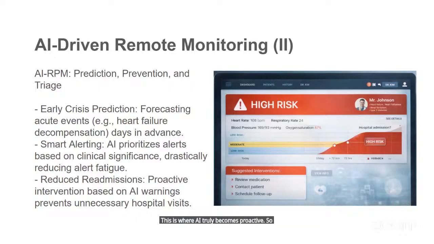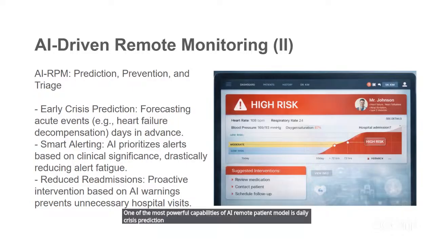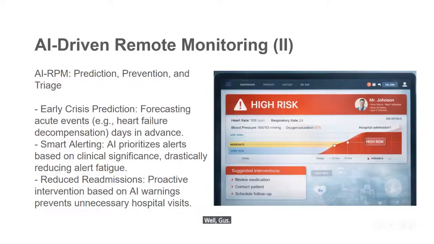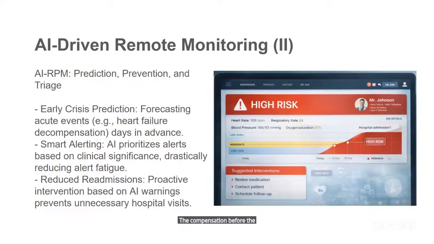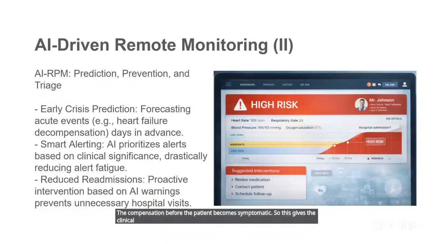So early crisis prediction. One of the most powerful capabilities of AI remote patient monitoring is early crisis prediction. So AI can forecast acute clinical events days before they actually occur. For example, predicting heart failure decompensation before the patient becomes symptomatic. So this gives clinicians a critical time window to intervene early.